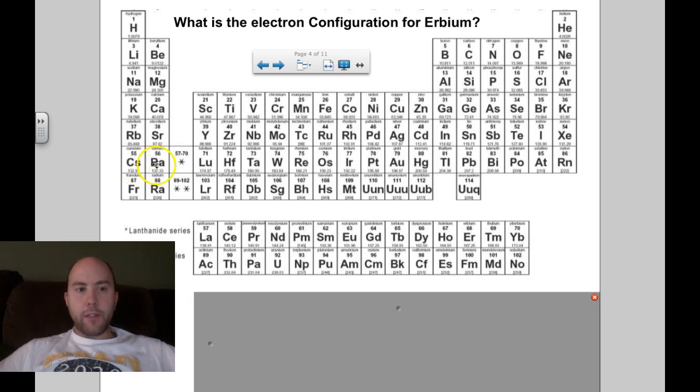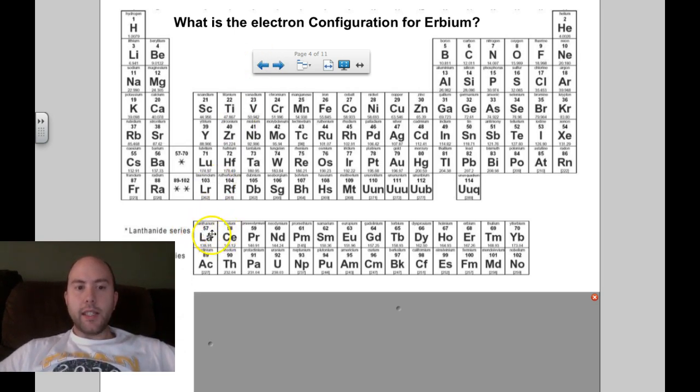55, 56, cesium, barium. Then once you get past barium, something happens. It's almost like a teleport. It's like a warp. And once you get past barium, which is the 6s, 1, 2, 3, 4, 5, 6 period, 1, 2, 6s, once you get past those, you warp into the Fs.